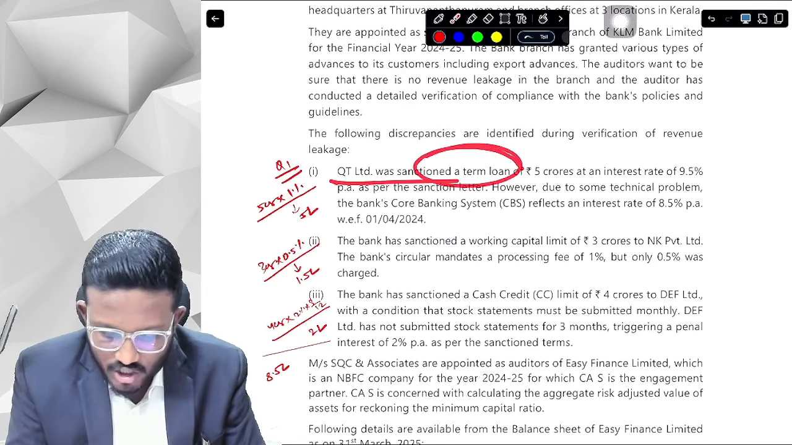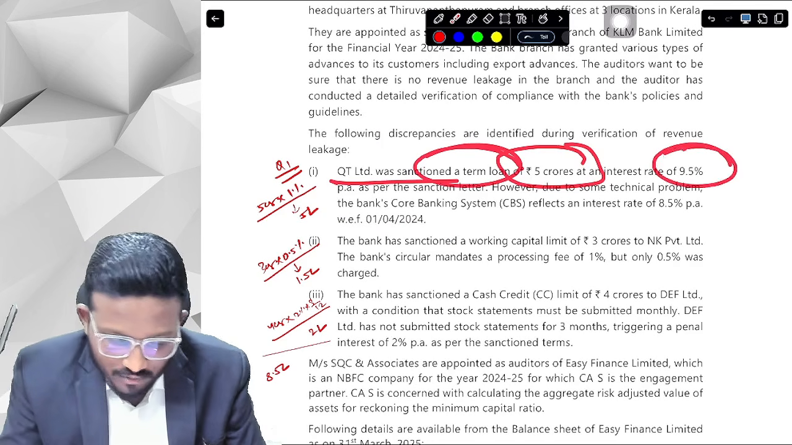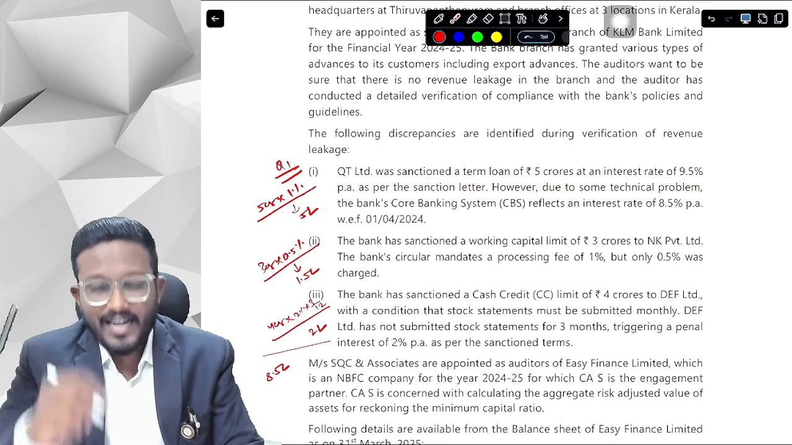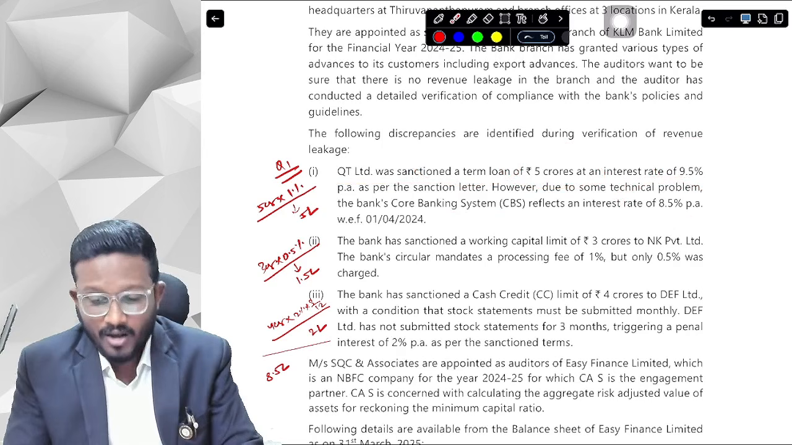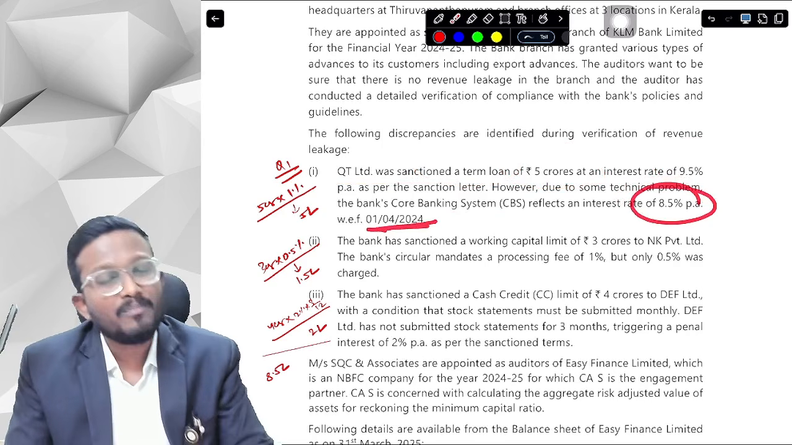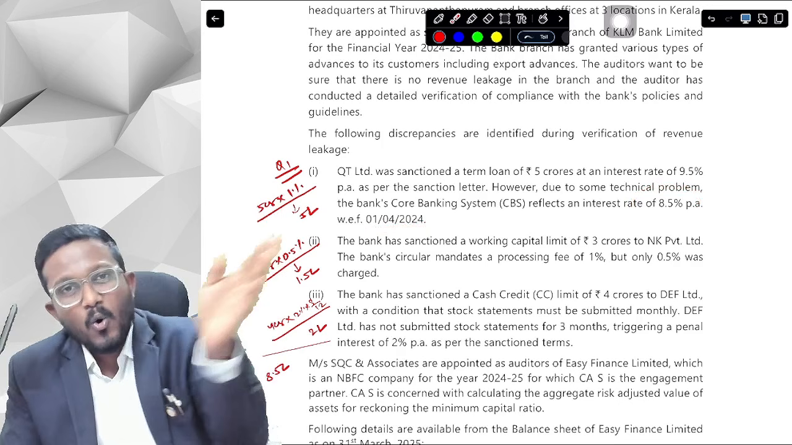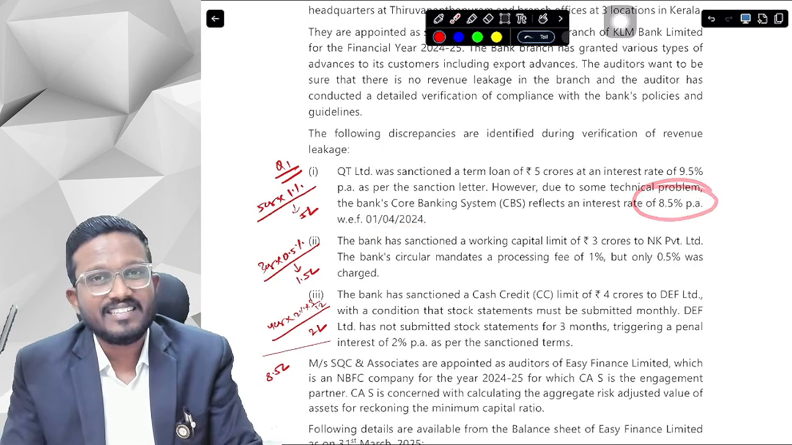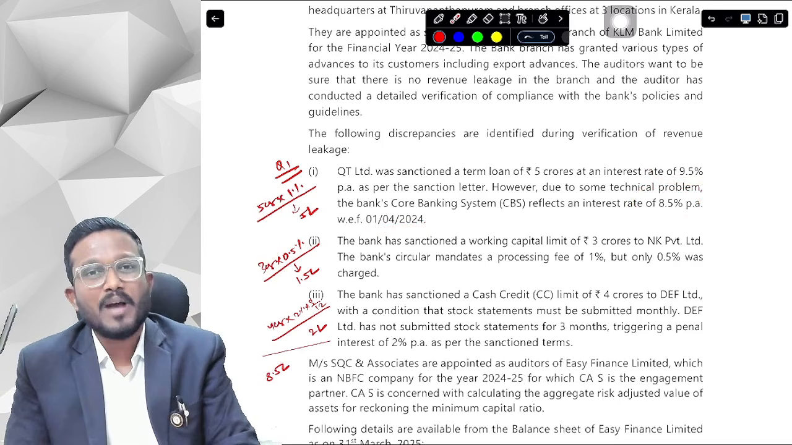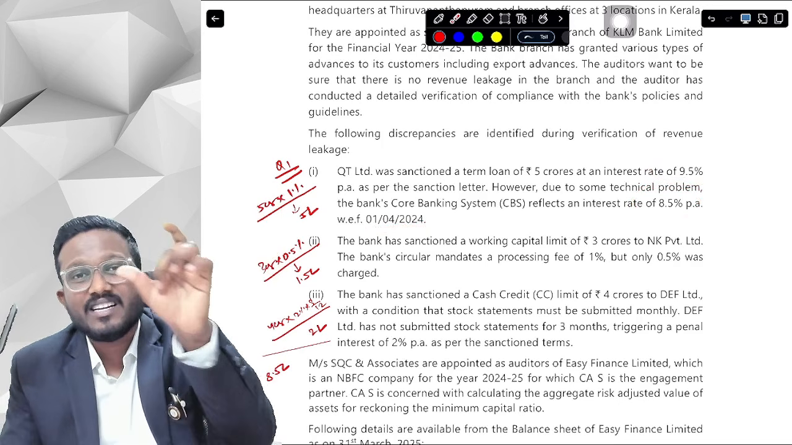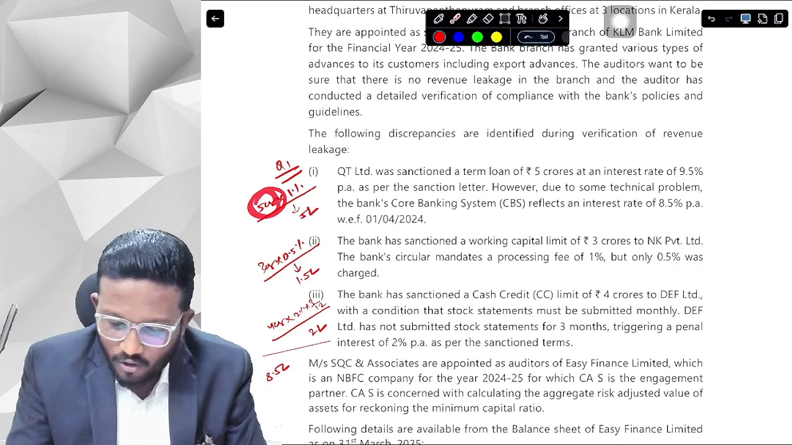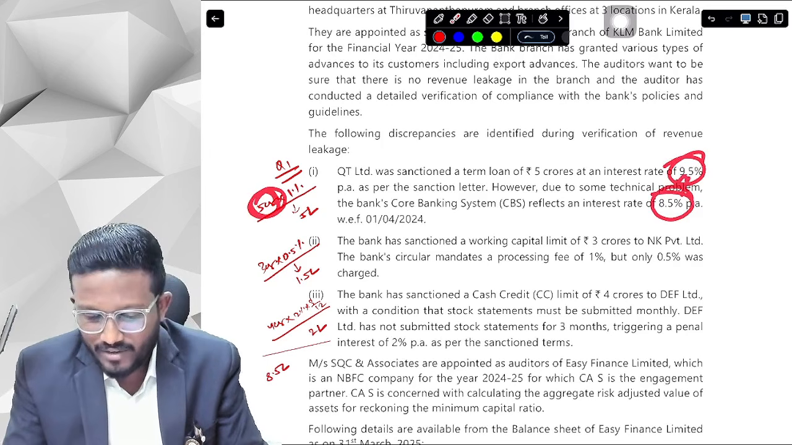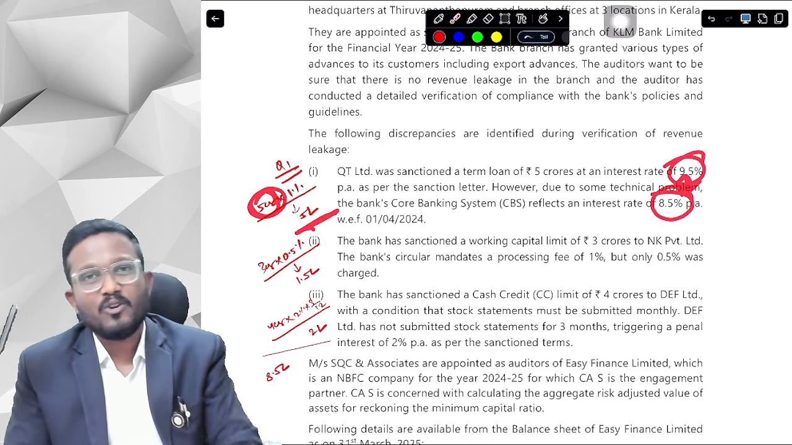Here there was a sanctioned term loan of 5 crore whose interest rate was 9.5%. However, due to a technical problem in the system, that interest rate was put as 8.5%, and this was from the 1st of April. Means for the whole year the interest rate is 8.5%, while it should have been 9.5%. So how much is the revenue leakage here? How much is the revenue loss here, sir? 5 crore into 1% is the revenue loss. That is the difference between the two. So 5 lakh is the revenue loss in the first case.